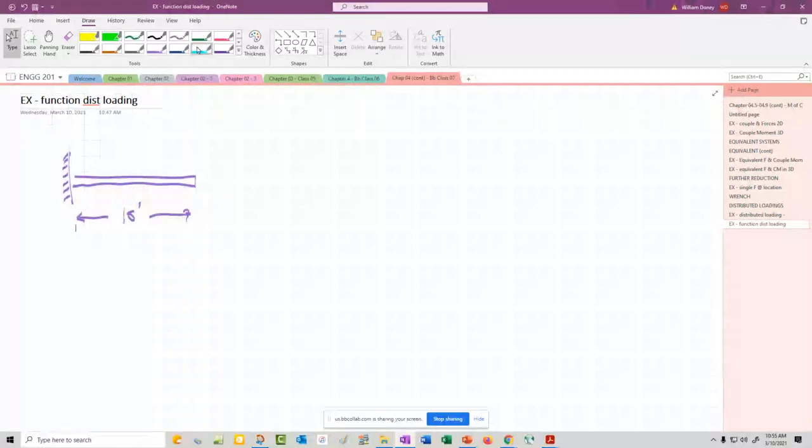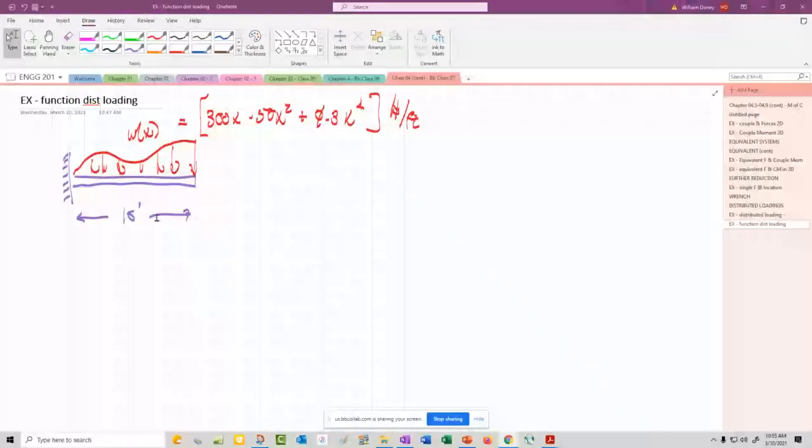And we're going to put a function on here. We're going to have a loading, and it's going to be a pile of snow or something like that. And I don't know what it looks like, but I'm going to draw it like that. And we're giving the weight function. And that weight function is 300x minus 50x squared plus 0.3 x to the fourth pounds per foot.